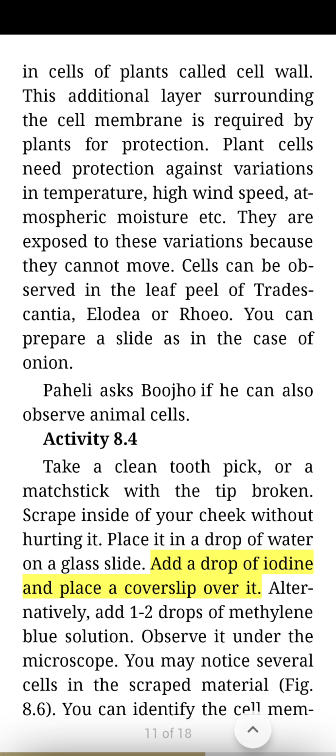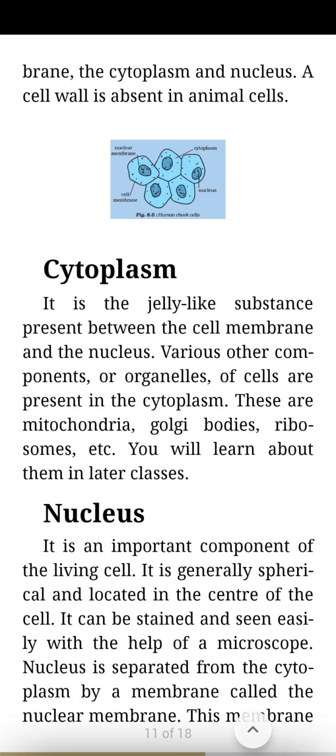Add a drop of iodine and place a cover slip over it. Alternatively, add 1 to 2 drops of methylene blue solution. Observe it under the microscope. You may notice several cells in the scraped material. Fig. 8.6. You can identify the cell membrane, the cytoplasm, and nucleus. A cell wall is absent in animal cells.